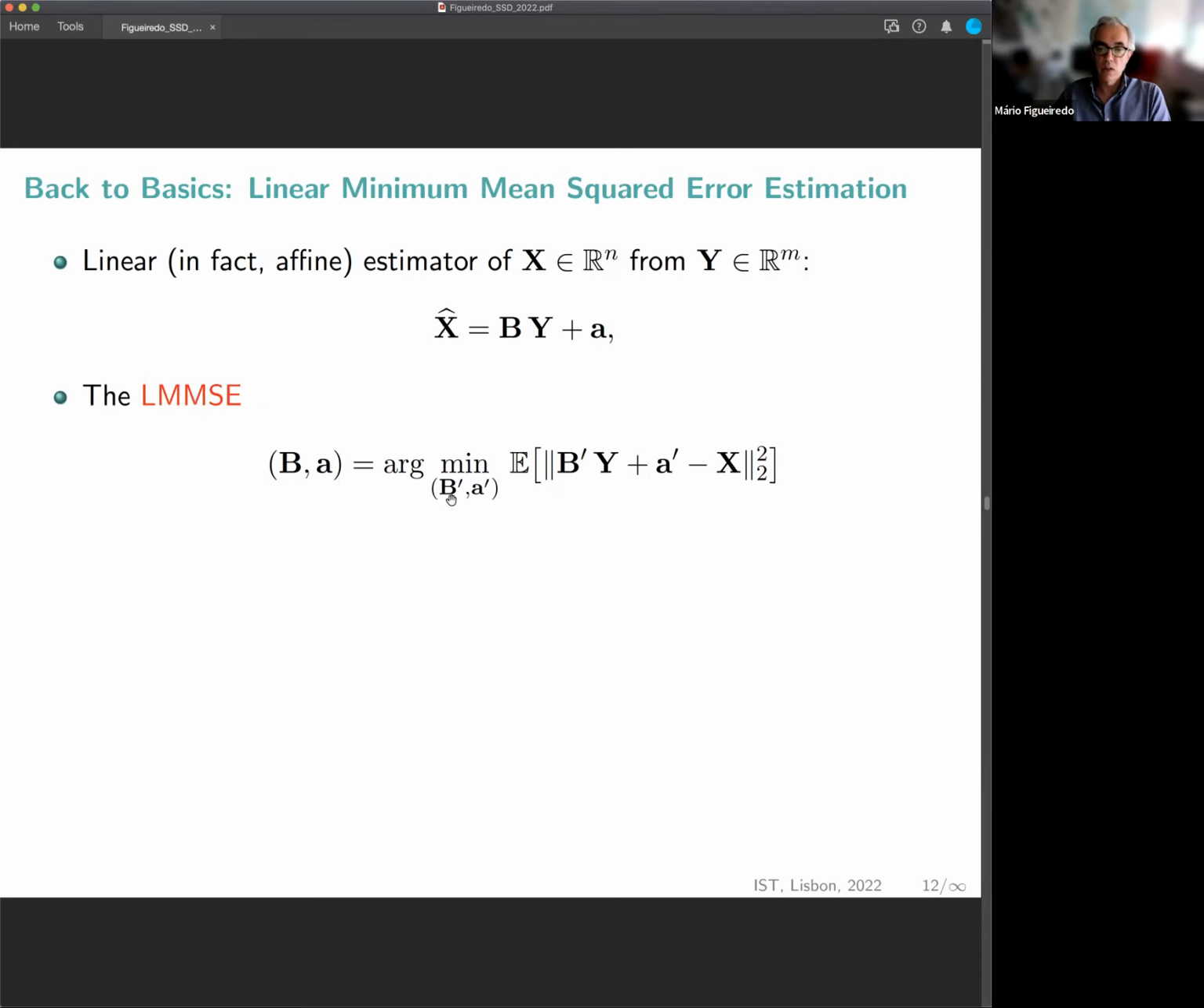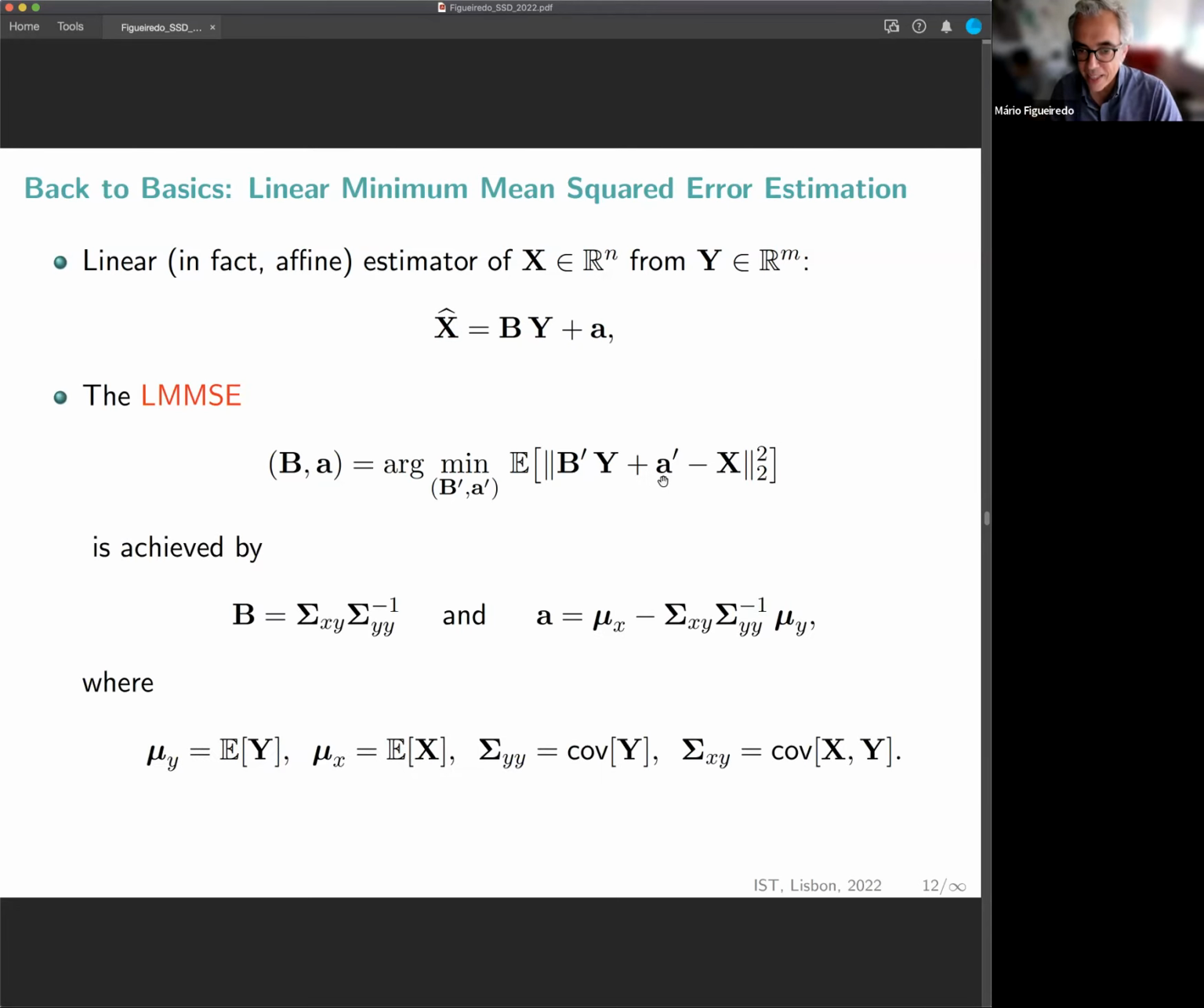So you want to minimize with respect to, say, B prime, A prime, the expected value of the difference between the true x and your estimate x hat, which is given by B y plus A. Okay. And this can be done in closed form. It's classical. This is probably the second exercise in a book on linear estimation. And you know that you achieve this optimum by choosing B to be given by the following. So this product of these two matrices. So sigma YY is the covariance of Y. Sigma XY is the cross covariance between X and Y. Mu X and mu Y are the expected values of X and Y. Okay, this is easy to understand.